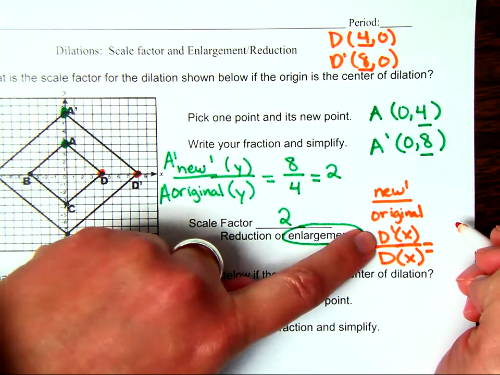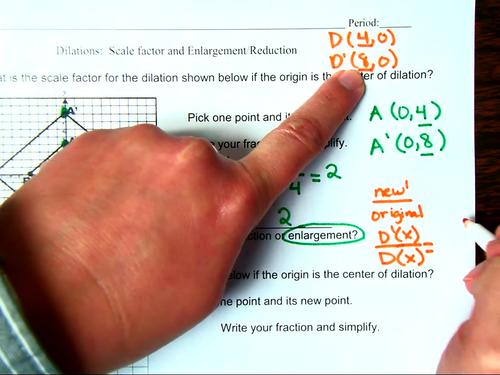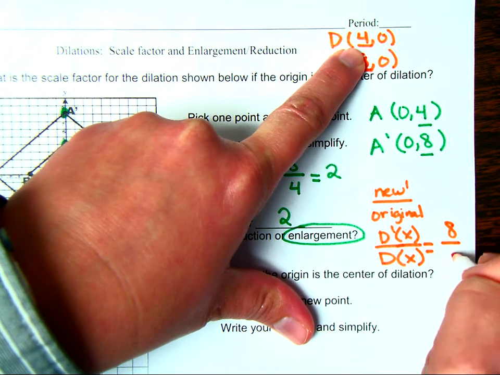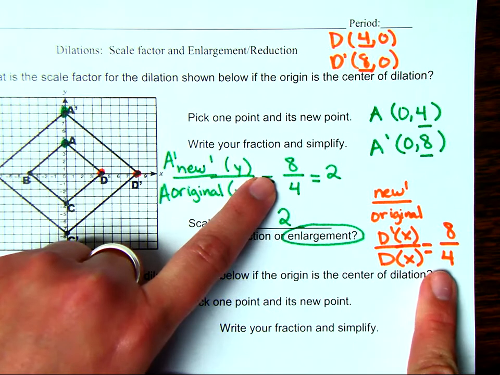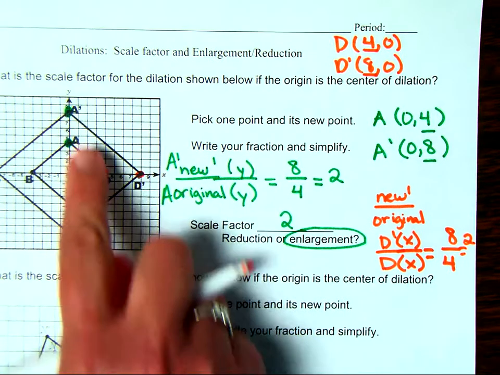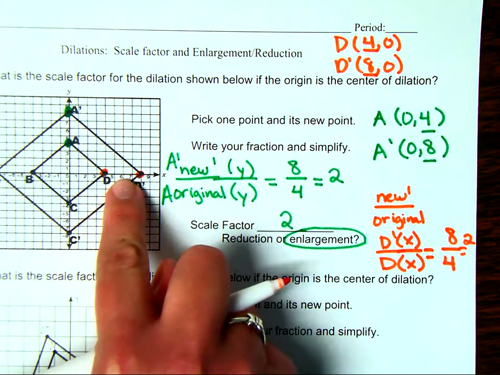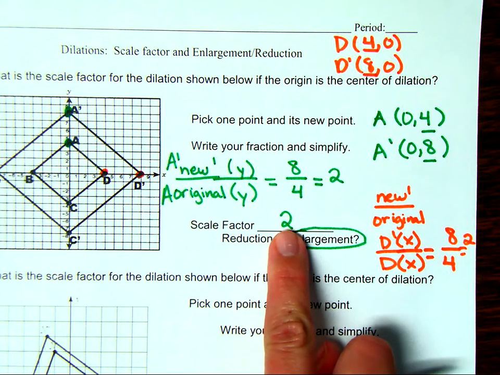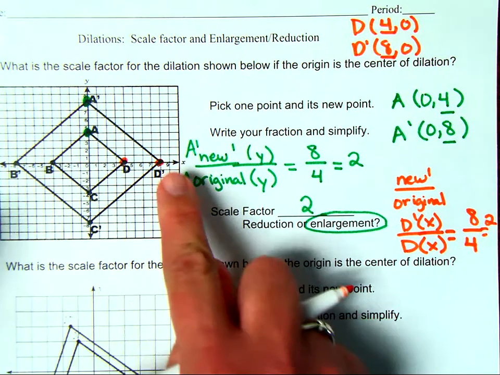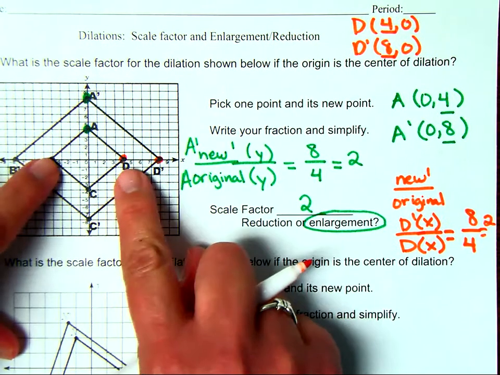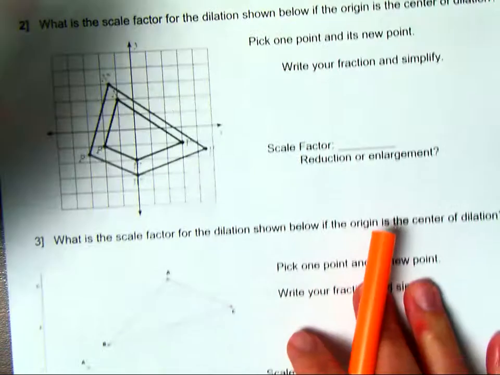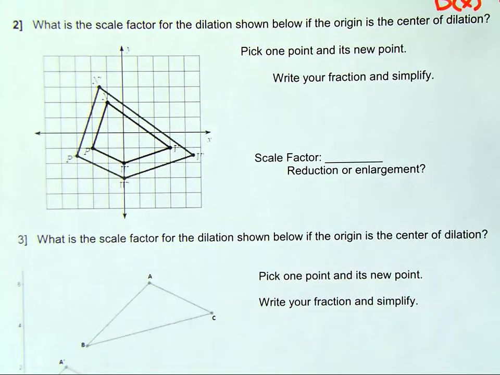So for D prime, my new image, my X value was 8, and my original X value was 4. And see, that's the same thing. 8 divided by 4 is 2. So basically, we can see that this was dilated by a scale factor of 2. We took all of these ordered pairs and we doubled them to get to these new ordered pairs. Okay? So that's what you're going to need to do on these next two when you have those graphs.